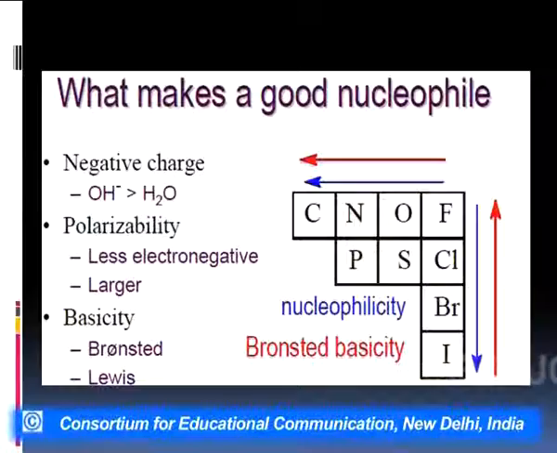So what we look at here is that if we have a negatively charged ion, that is a better nucleophile for the SN2 mechanism. Then what we find is, if we go down the group, the atom which is larger in size, which is less electronegative, is more polarizable, and therefore it is a better nucleophile as compared to the atom which is on the top of the group. So that means iodide is a better nucleophile as compared to the fluoride ion.